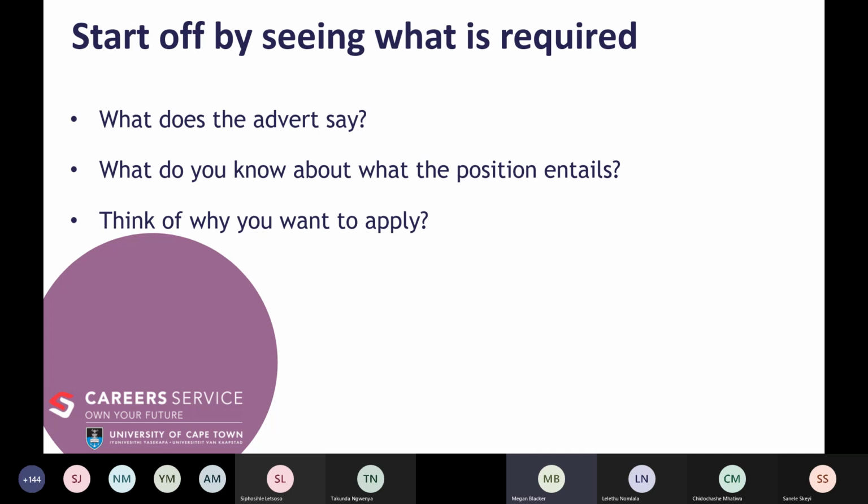What do you know about the position already? What does it entail? And think about why you want to apply. I think this is really, really important because when you are up for presenting a manifesto, for example, or you are up for an interview, knowing exactly why you want to apply will become really important.